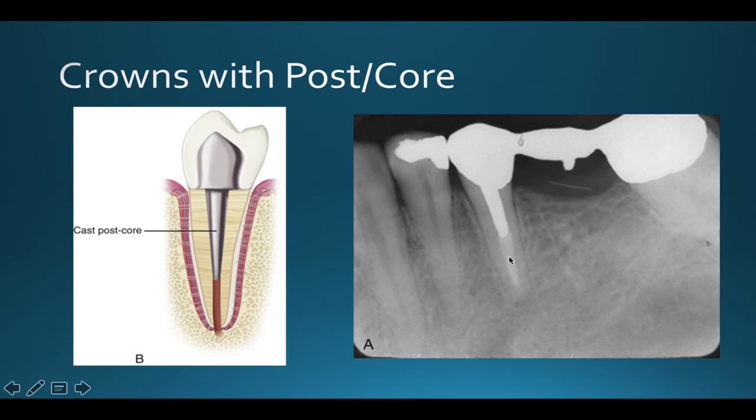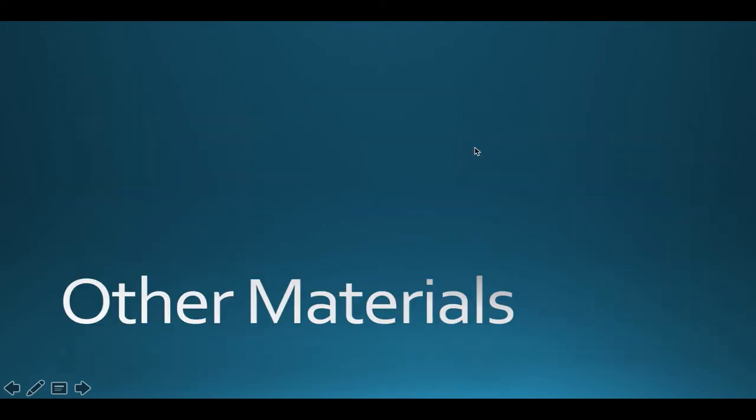So when you see teeth that have been treated endodontically, you want to check to see if you have this more radiopaque area here under the crown. That's going to be your cast post and core with the crown on top. Then we have some other materials to go over as well.